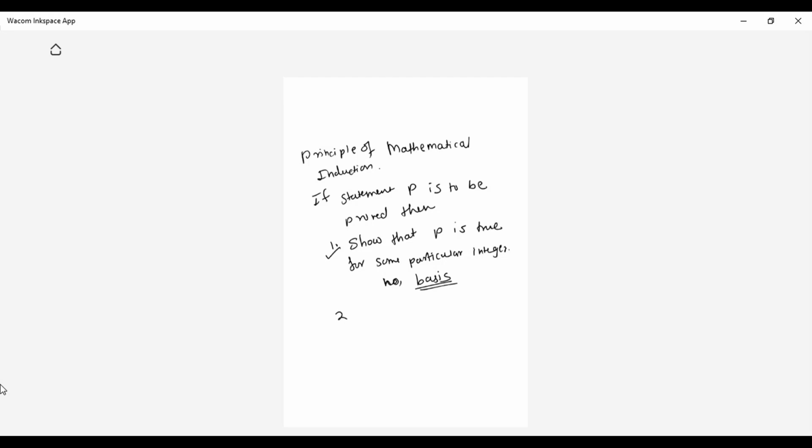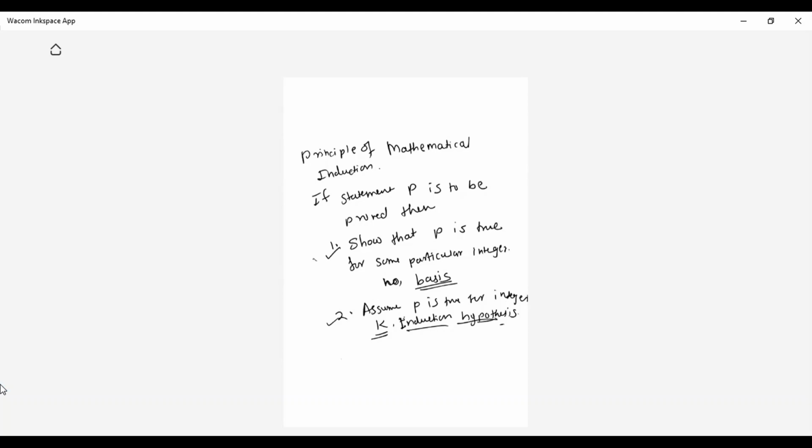The second step is assume P is true for some particular integer k. And this is called induction hypothesis step. So the kth value you have to assume, any k value you have to take, and for that k value you have to assume the given statement is true, and that middle step you will call an induction hypothesis. First base we have done, second step induction hypothesis we have done.